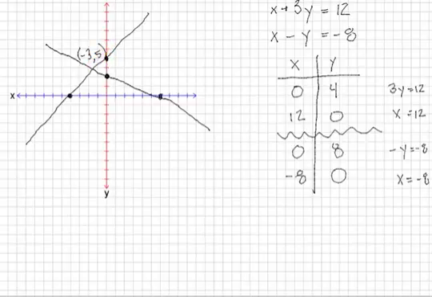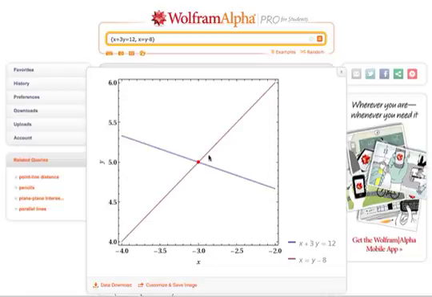Let me go ahead and show you a more accurate graph here. As you can see, Wolfram Alpha is much better at drawing straight lines than I am. So you can see that the solution to this system does lie exactly at -3, 5.